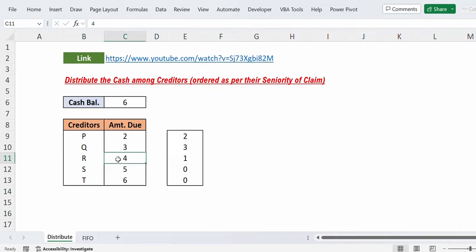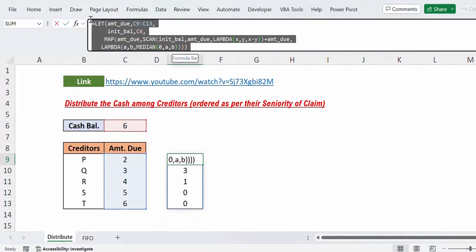Amount due of R is 4 million. Now here is the challenge: we have the cash balance of only 1 million, but R has an amount due of 4 million, which is greater than 1 million. So we will pay R partially only, that is the amount of 1 million. Then our balance would reduce to 0 and hence S and T will get nothing. Right, so they will receive 0 million, and this is the distribution that we have done here as well. So P has received 2 million, Q 3 million, R 1 million, S 0 million, and T as well 0 million. And we have automated this using formulas.